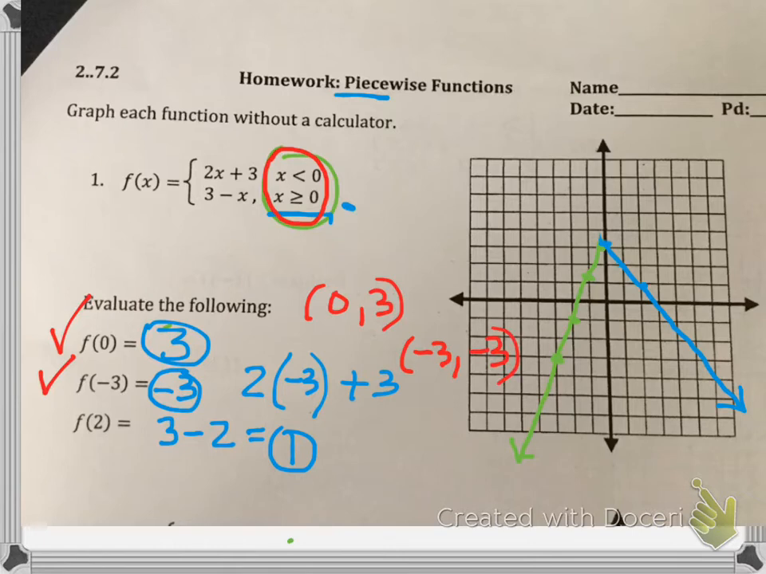The third one, 2. Well, when does 2 fit? 2 is greater than 0. So 2 fits into the bottom equation. So 3 subtract 2 is 1. So this ordered pair would be 2, 1. These are all points on that graph over there. Okay, good.